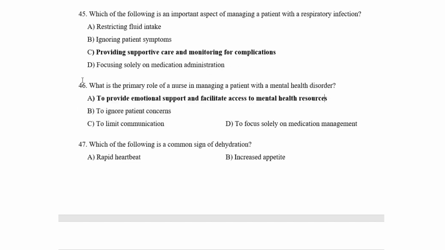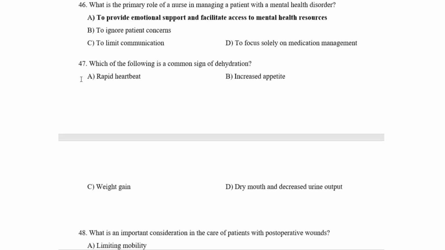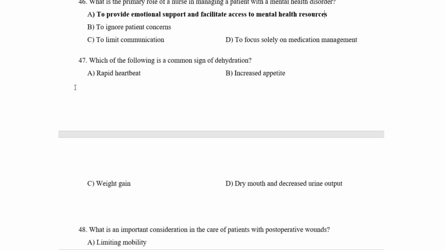Well, similarly let's look at question number 47. Which of the following is a common sign of dehydration? Option A, rapid heartbeat. Option B, increased appetite. Option C, weight gain. Option D, dry mouth and decreased urine output. The correct answer is option D, dry mouth and decreased urine output.